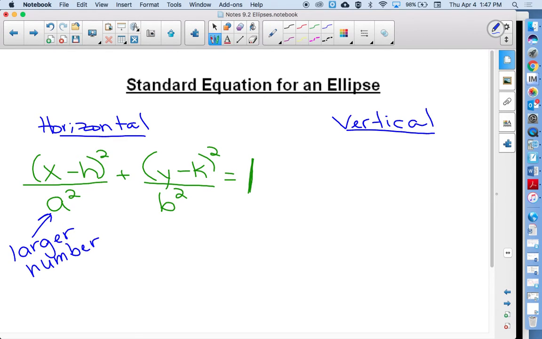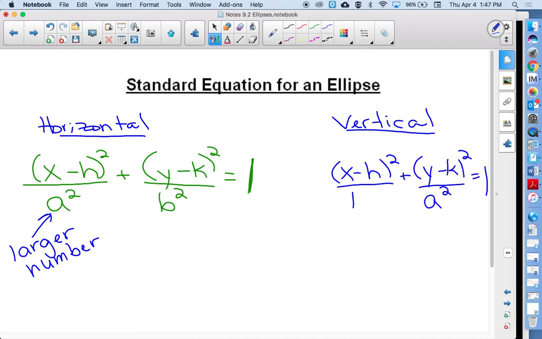So if the larger number is under x, it goes horizontally because it's going to stretch further left and right if the x has the bigger number underneath it. For the vertical form, it is exactly the same. But now the bigger number is with y. So a is the bigger number. B would be then the smaller number. So after you work through, we're going to complete the square. Wherever the bigger number lies is the direction that it goes.